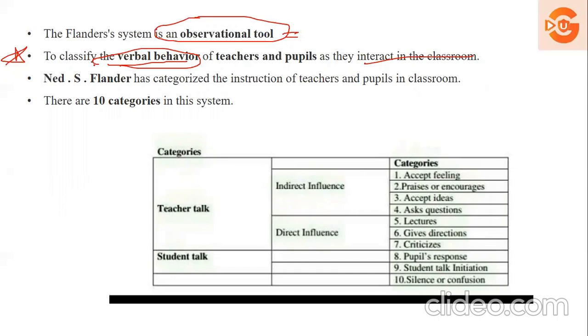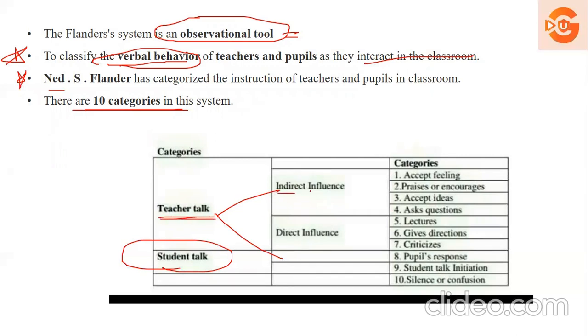It can come in any form. Who has developed this system? That was developed by Ned Flanders, and he has given 10 categories for the system. The 10 categories are listed over here from 1 to 10. They are divided into two: one is from the student's talk perspective and another is from teacher talk.